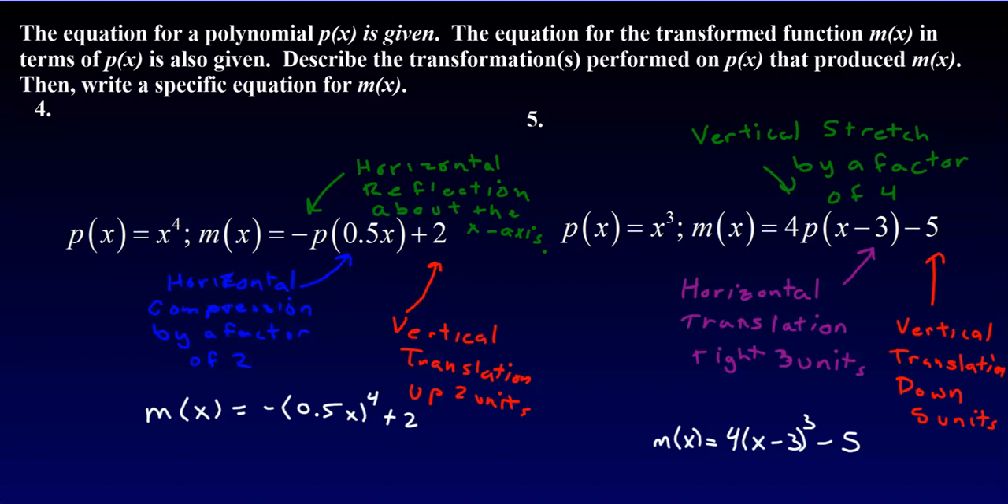And with that, that's how you describe transformations performed on p of x that produce m of x, and then write specific equations for m of x.